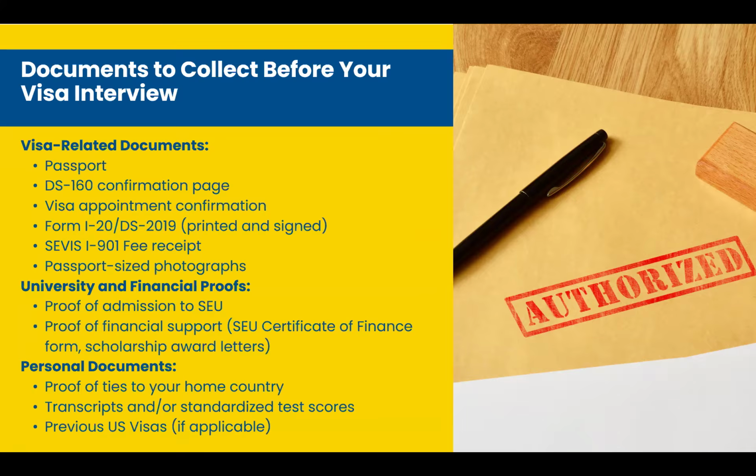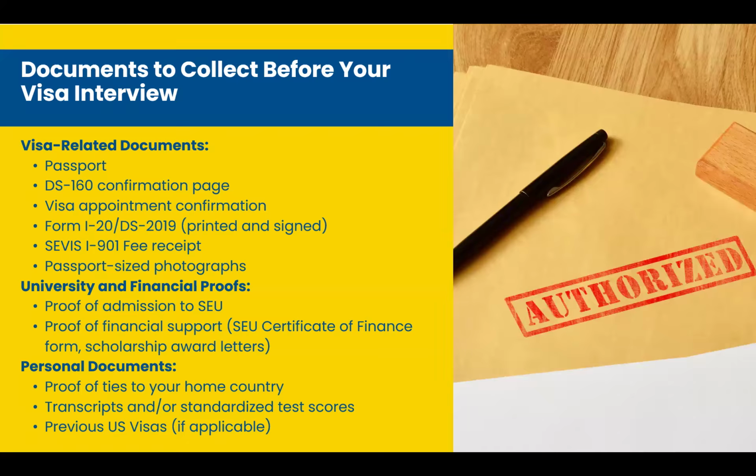You'll also want to take that SEVIS I-901 SEVIS fee receipt that you paid online, and then the passport-sized photos that I mentioned that they will use to create your visa. And in addition to that, you'll want to take your university documents and proof of financial support. So you'll want to take your admission letter to St. Edward's and then also the proof of financial support. So just like you showed to ISS to receive your I-20 or your DS 2019, we recommend taking our certificate of finance form with you, your bank letters or bank statements that you provided to our office, and of course, any scholarship award letters that you received from the university.